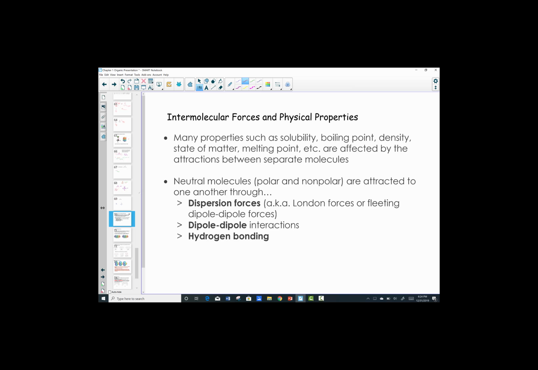Now that we understand polarity of molecules, we can apply that to the intermolecular forces and physical properties that accompany those polarity. So knowing that these properties, such as solubility, boiling point, density, states of matter, melting point, all of these things are affected by the attractions between molecules.